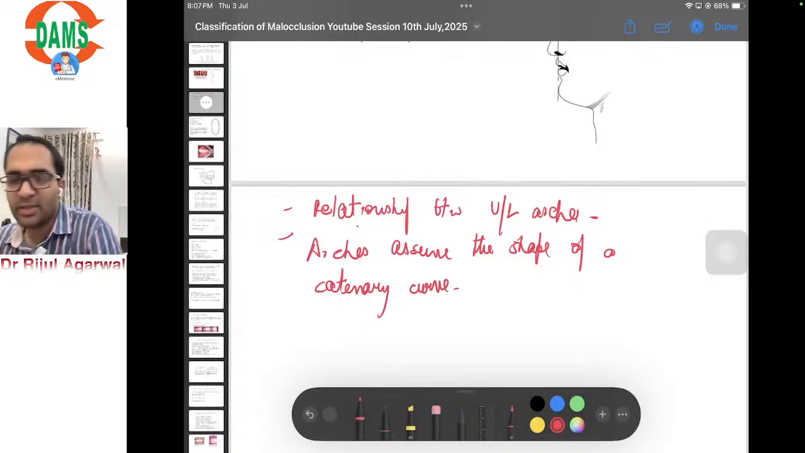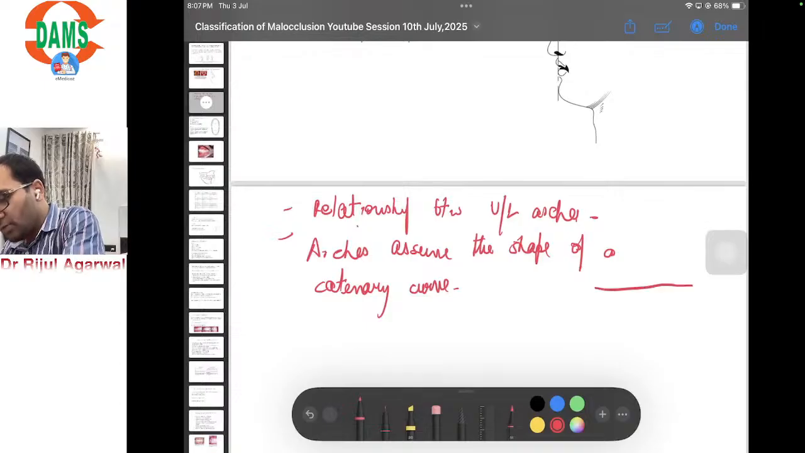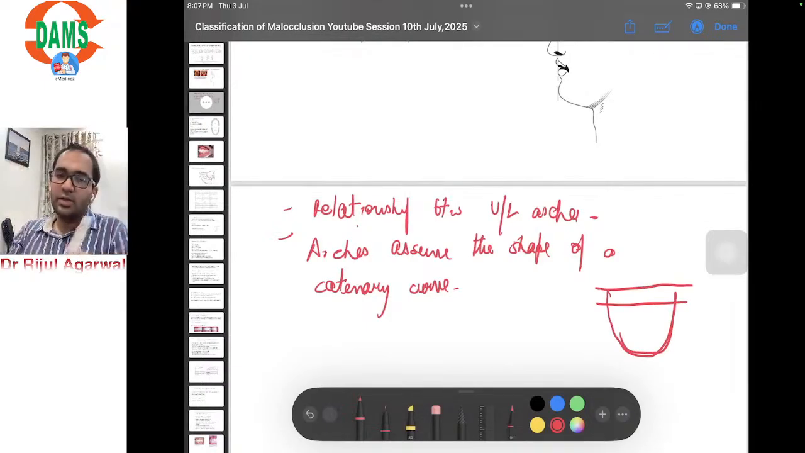I have already discussed this in my previous lectures. Catenary curve is a mathematical term used to describe the shape when we hang a piece of chain from a rod. The shape which this chain assumes is known as a catenary curve. So he said that the arches assume that shape of a catenary curve.